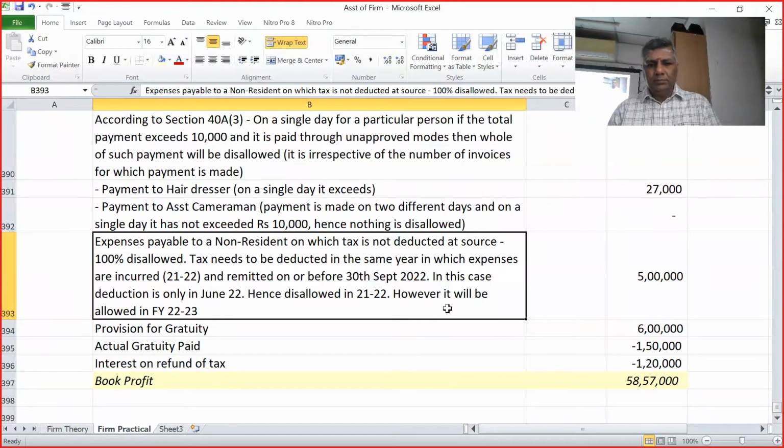Go ahead. Sir, why are we reducing actual gratuity paid, sir? Because the actual gratuity paid would have been adjusted against the provision. Whenever I create a provision, the entry will be: profit and loss account debit to provision for gratuity. So, when gratuity is paid, provision for gratuity account debit to bank; they would not have taken it separately to the P&L account. We are disallowing the provision and allowing the actual payment. Got it, sir.